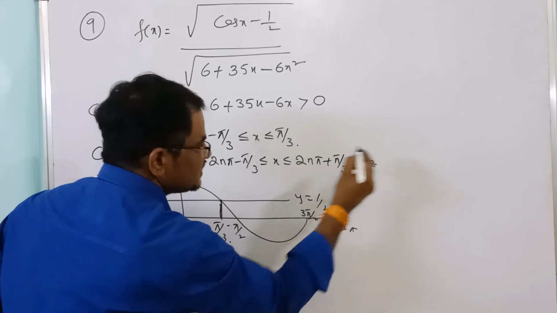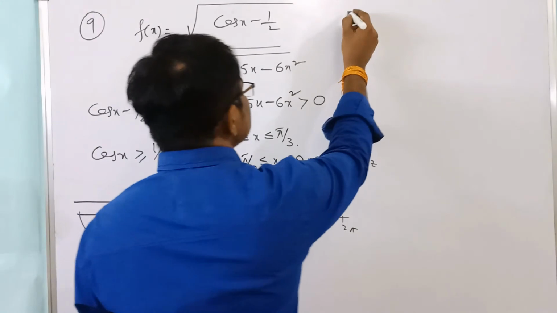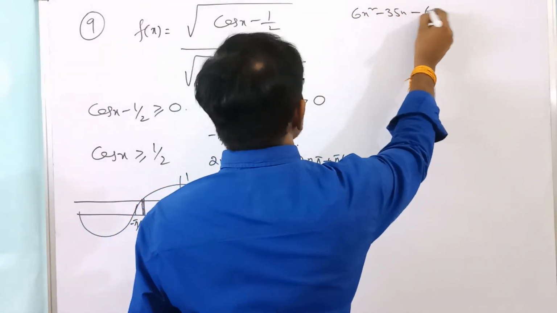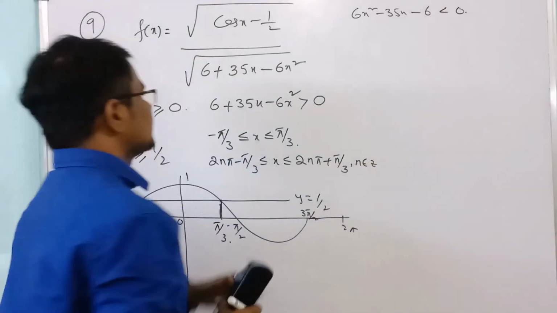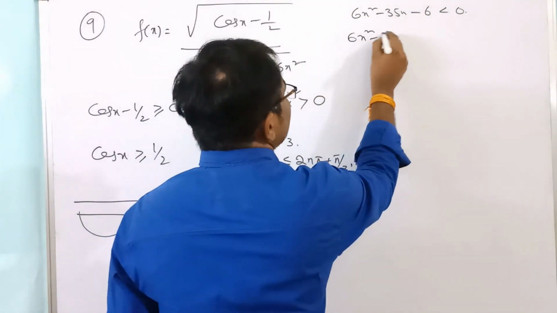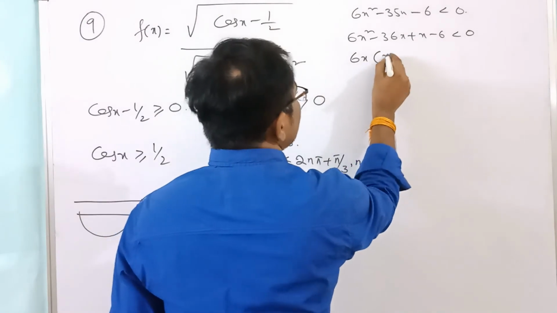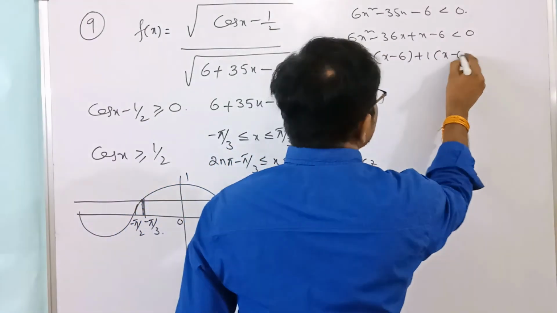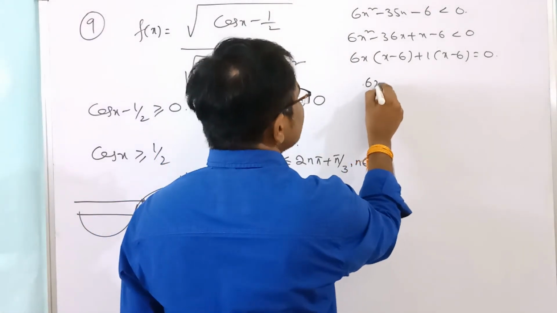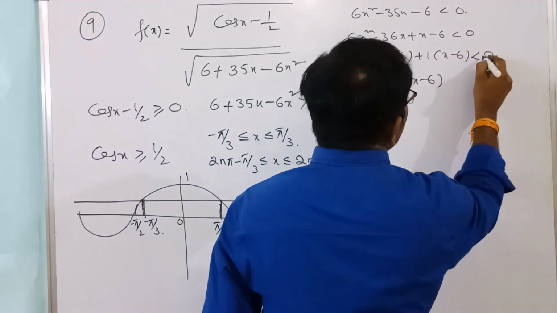N belongs to integers. Next, if you simplify, this is x squared. Multiply with minus, what will you get? 6x squared minus 35x minus 6 less than 0, right? This for this one plus, for these two minus. Now 6x squared minus 36x plus x minus 6 less than 0. Now 6x common, x minus 6 plus 1 common, x minus 6 equal to 0. Means here 6x plus 1 and x minus 6 less than 0.